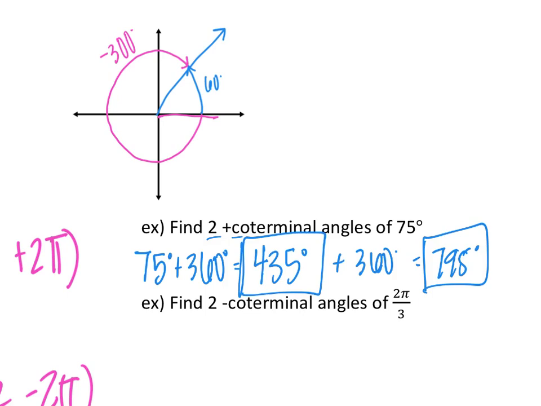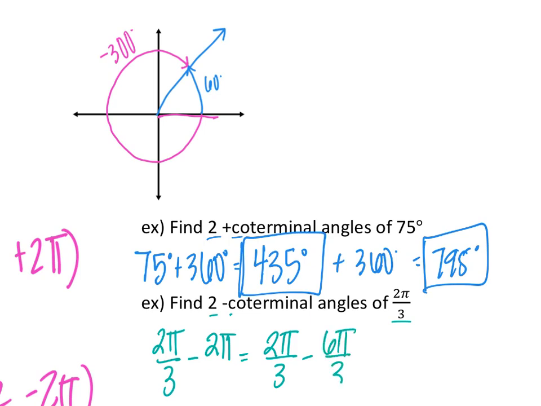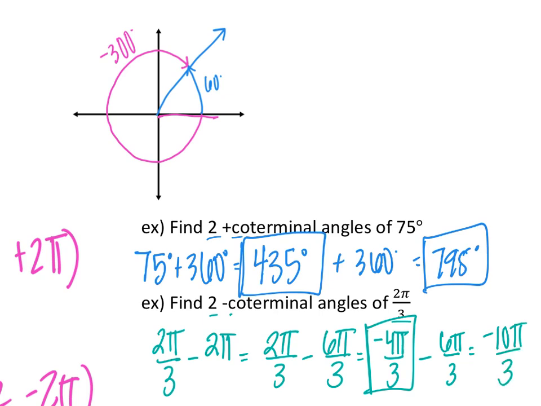Let's do the same thing, except in this next problem, we're going to find two negative coterminal angles of 2 pi over 3. So we're going to take 2 pi over 3, and we're going to subtract a full rotation. We're going to subtract 2 pi. Remember, to subtract fractions, you have to have common denominators. So 2 pi over 3 minus 6 pi over 3 is the same thing as 2 pi, just with a denominator of 3. 2 minus 6 gives us negative 4 pi over 3. That has the same starting and ending point as 2 pi over 3. Take that same angle and subtract 2 pi again. Negative 4 minus 6 gives us negative 10 pi over 3.